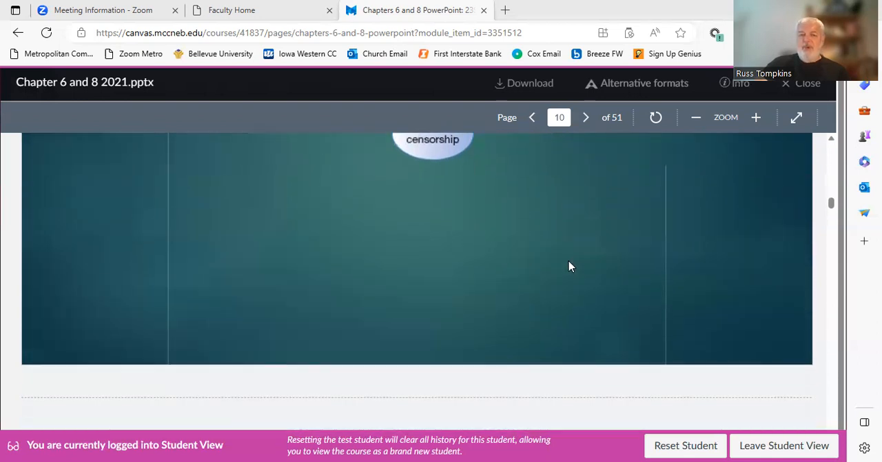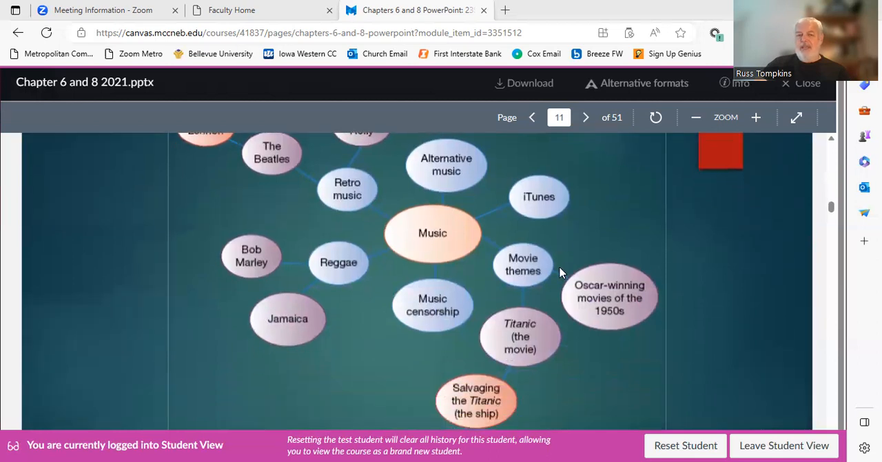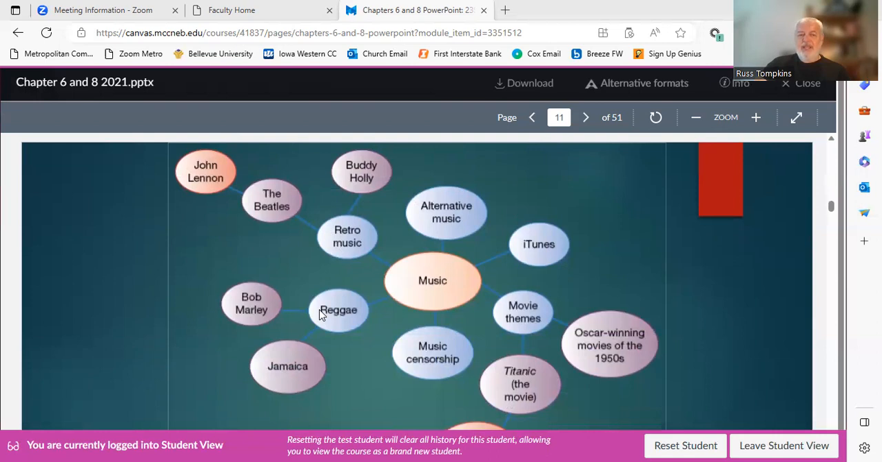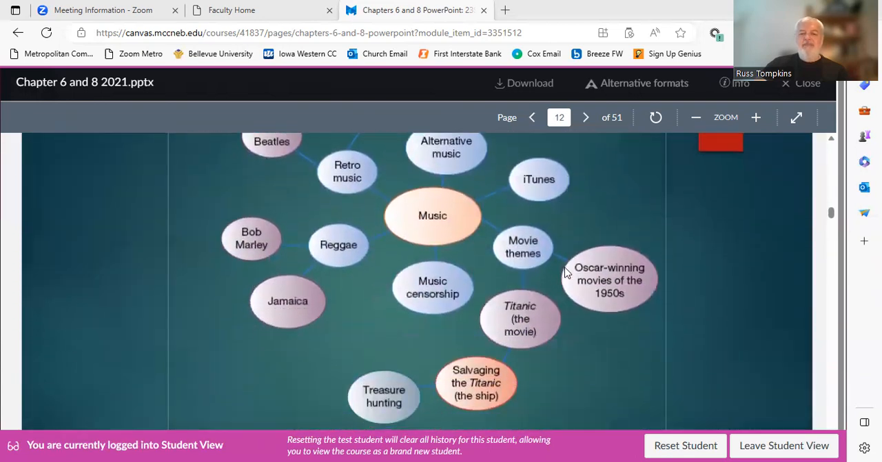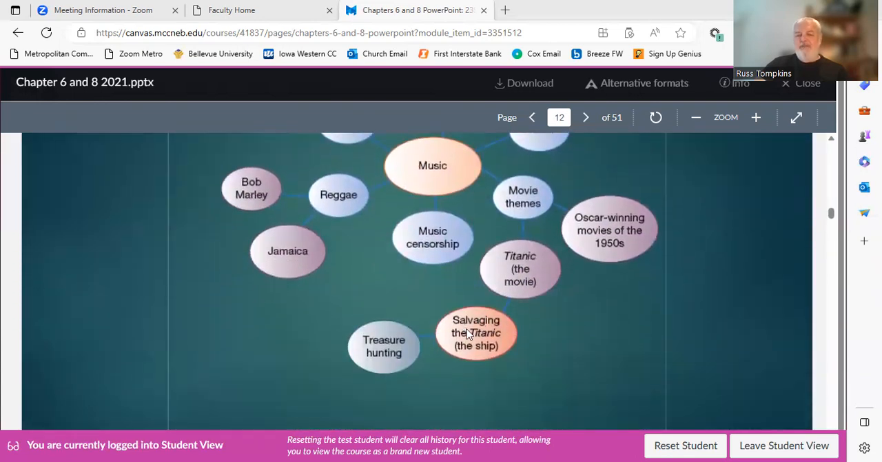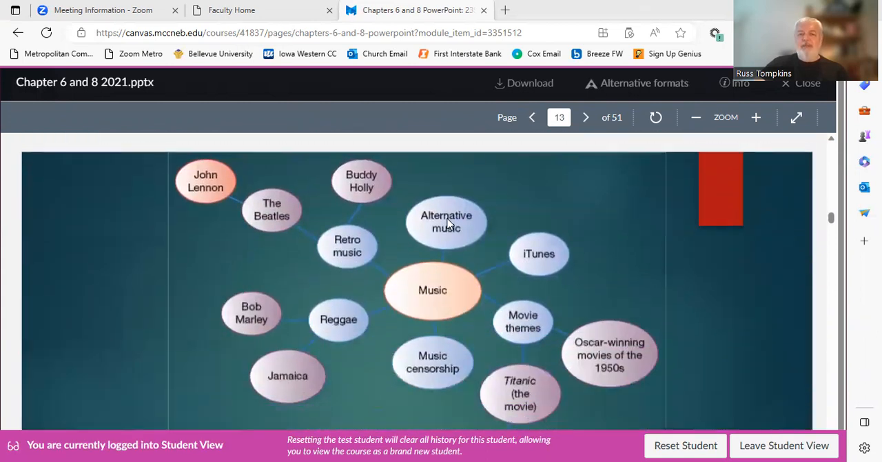And then what if I kept going and I bounced ideas off of those ideas? You can see now I'm branching out into other things. From reggae, I've gotten into Bob Marley, Jamaica, and that's still kind of connected to music, but we're getting a little bit further away, especially when we get down here to salvaging the Titanic, treasure hunting. That's not really that close to music, but that's okay. We're just trying to come up with a good topic for the speech that we're going to be giving.